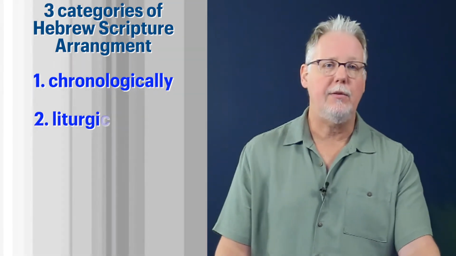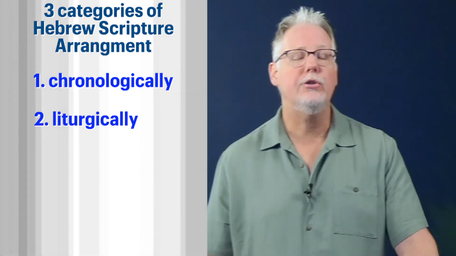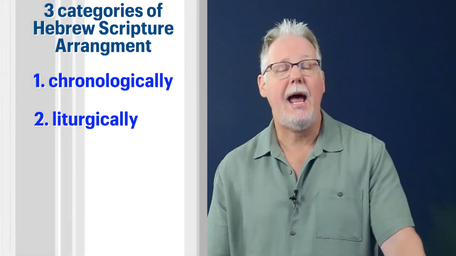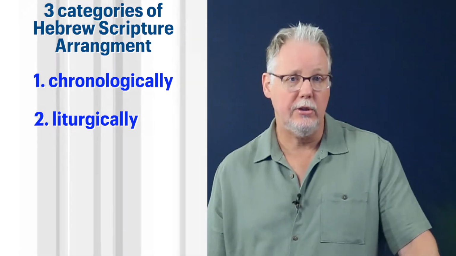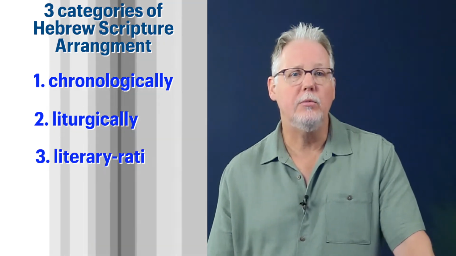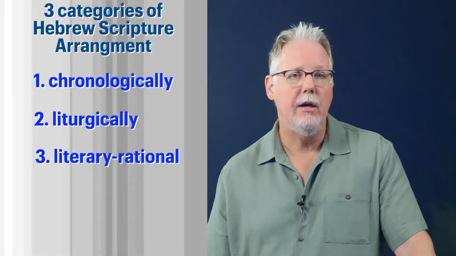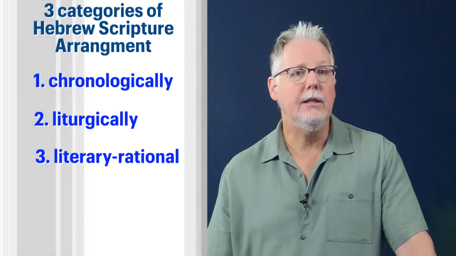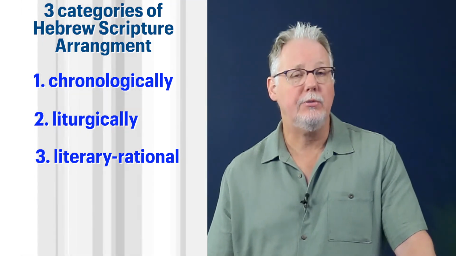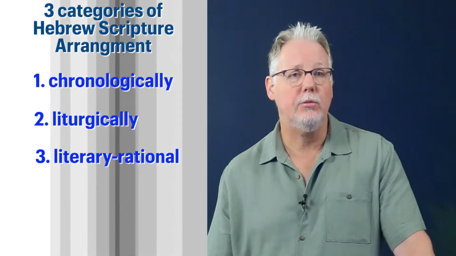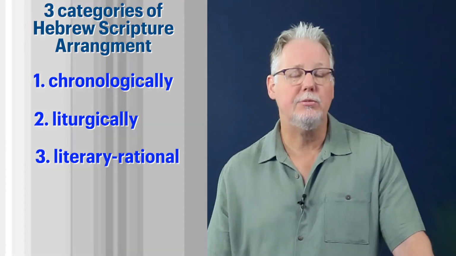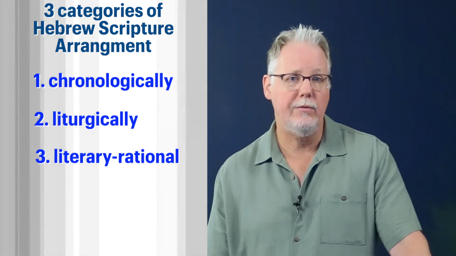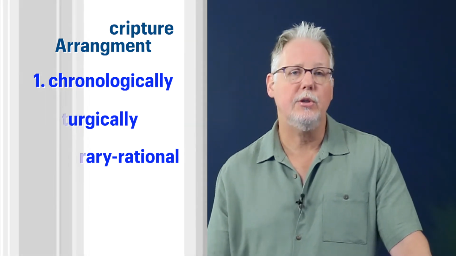The second way that they find them arranged is liturgically. That is in the order in which passages were read in the synagogue services. And finally, the third one was arranged in what they call the literary rational, and that is based on literary principles. The literary rational order, with its 3 sections of the law, the prophets, and the writings, is the one that Jesus is referring to in Luke 24:44, and it's the oldest one and it's the original one.